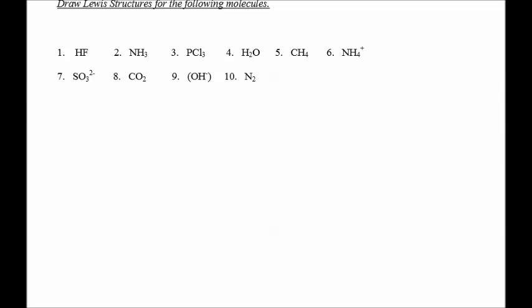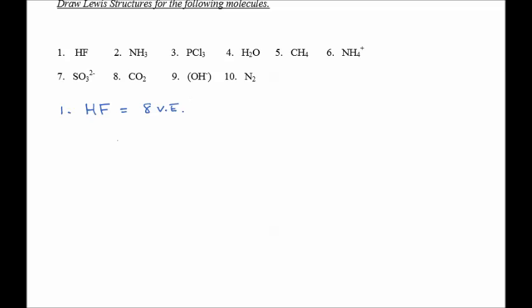So we're going to start with number 1, HF, and the first step is to count valence electrons. So hydrogen's group 1, fluorine is group 17, so this has 8 valence electrons. That's always the first step.